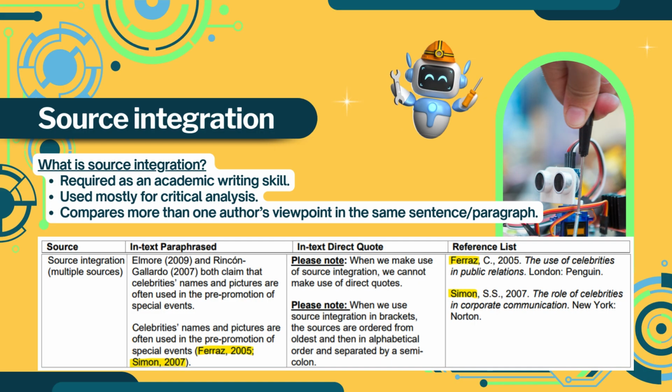What is source integration? It is required as an academic writing skill, used mostly for critical analysis, and compares more than one author's viewpoint in the same sentence or paragraph. In the example, the names of two authors are highlighted and linked with a semicolon at the end of the paraphrased sentence. Then in the reference list, those two sources become separate entries again. Always start with the oldest source first when paraphrasing them in brackets.